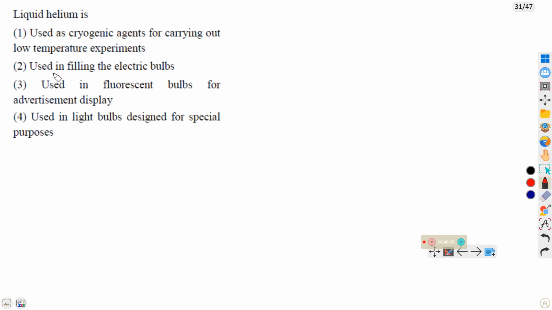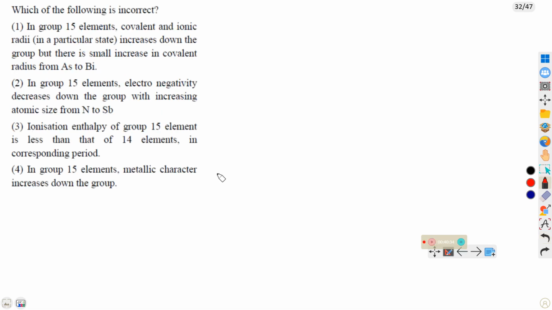Liquid helium is used as a cryogenic agent for carrying out low temperature experiments. First option correct. Which of the following is incorrect? In group 15 elements, covalent and ionic radii increase down the group, but there is a small increase in covalent radius from arsenic to bismuth. Correct statement. In group 15 elements, electronegativity decreases down the group with increasing atomic size from nitrogen to antimony. Correct. Ionization enthalpy of group 15 elements is less than that of group 14 elements. Wrong. Incorrect.